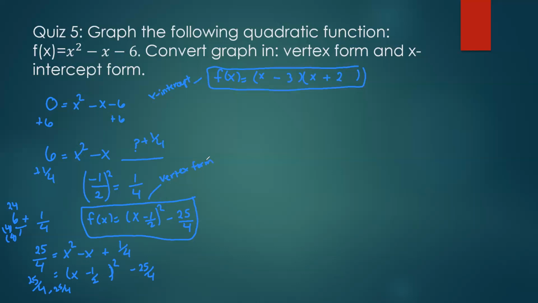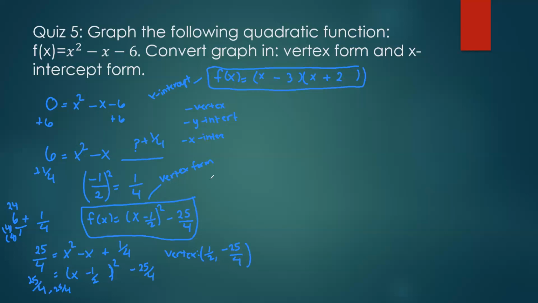Okay, so it says graph. So let's graph it. It is good that we put it in both forms, because now what do we need to graph? We need the vertex, we need the y-intercept, and we need our x-intercepts. So let's look at our vertex form. Our vertex is actually given. Our vertex is going to be 1/2 comma -25/4, right?